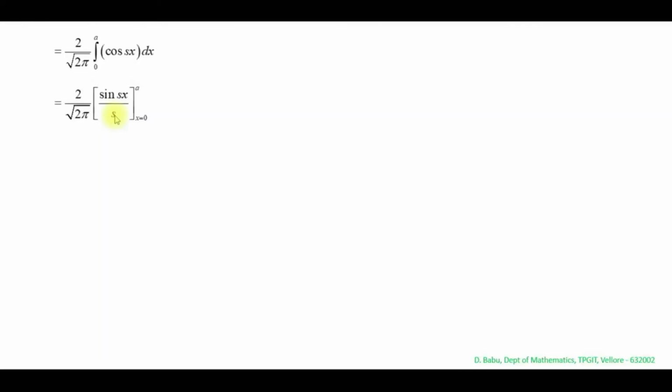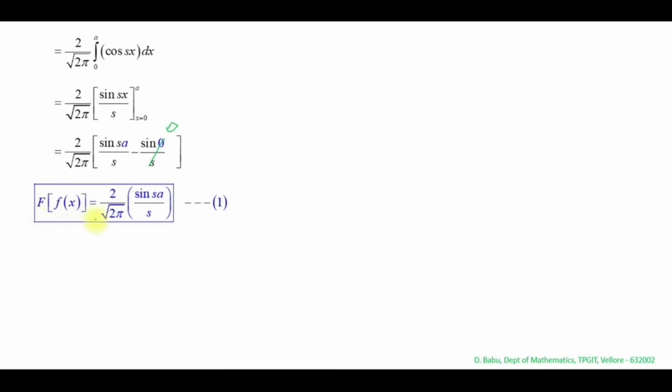So now integrate. Integration of cos sx is sin sx divided by s. The limit is x equal to 0 to a. Apply the limit: sin sa divided by s minus sin 0 divided by s. The value of sin 0 is 0, so this is 0. So the answer is Fourier transform of f of x equal to 2 divided by square root of 2 pi times sin sa divided by s. So take this as equation number 1.